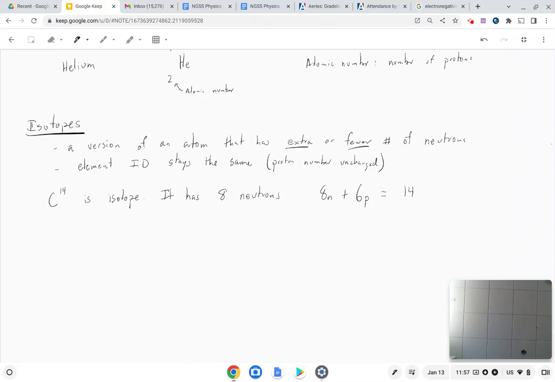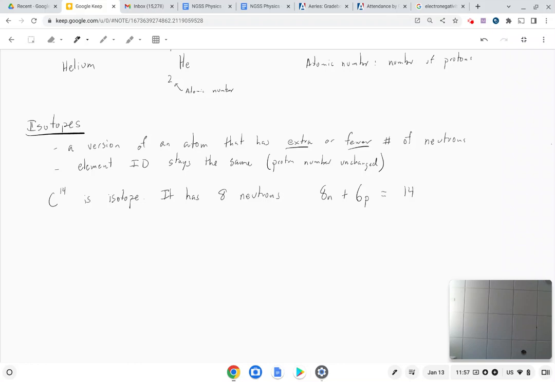That must mean that we've got the 6 protons, because remember, the identification of carbon is the number of protons. That's what makes it carbon. So it's got 6 protons. You've got the 6 protons plus the 8 neutrons adds up to 14.